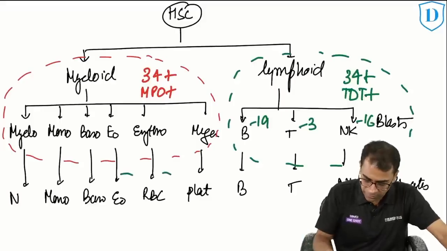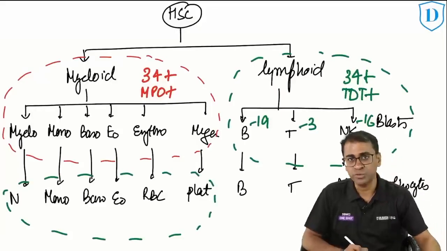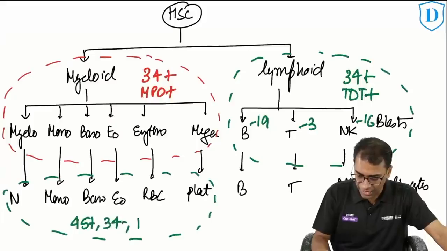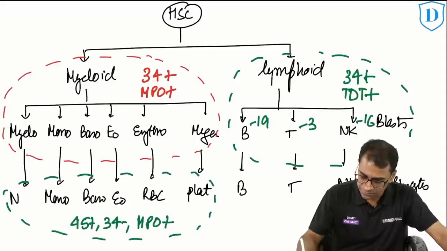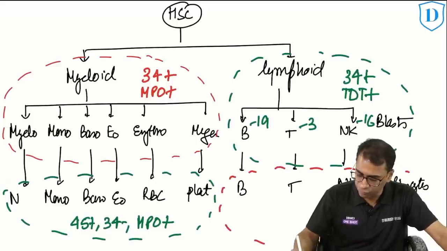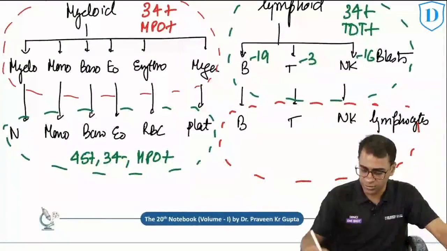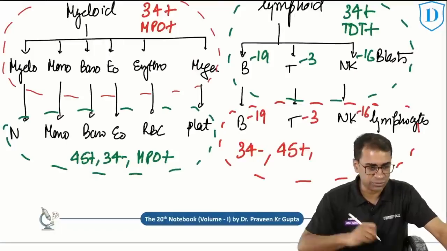Now if you look at this part, these are mature myeloid cells. Because these are mature and myeloid, what is the marker? Mature, so 45 positive. 34 is obviously negative, and because of the myeloid nature, MPO positive. Correct? Now look at these cells. These are mature lymphoids. Because they are mature cells, 34 is negative but 45 is positive. Obviously B will have 19, T will have 3, NK will have 16 positivity.